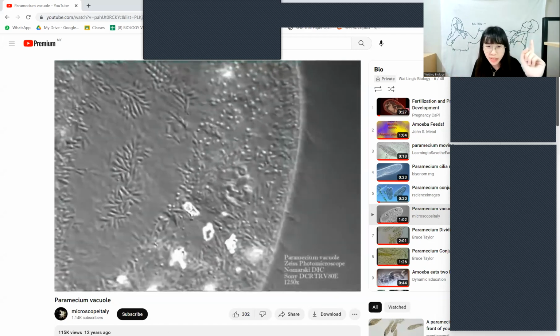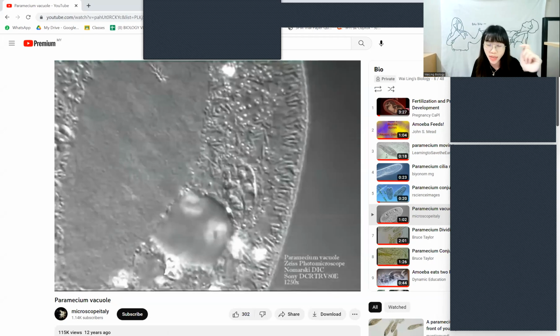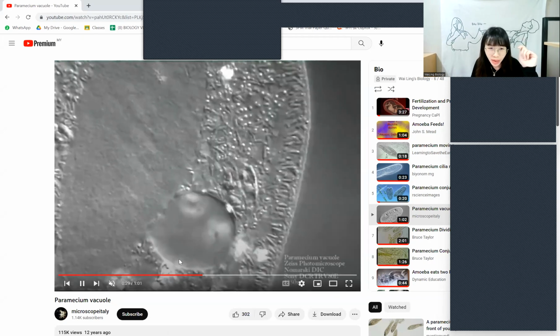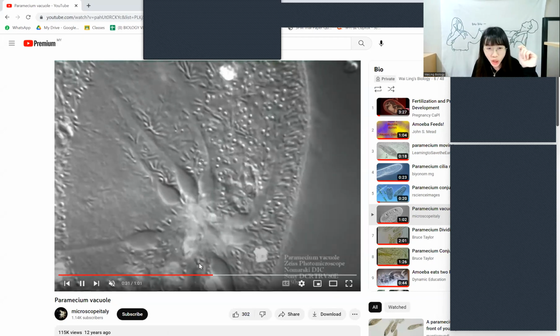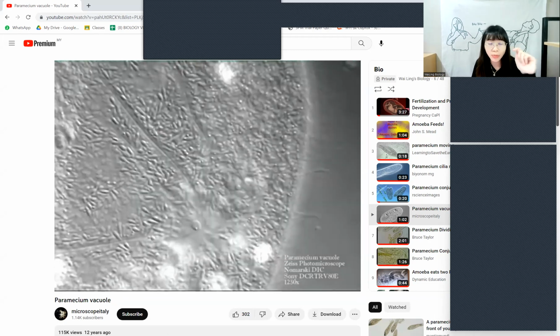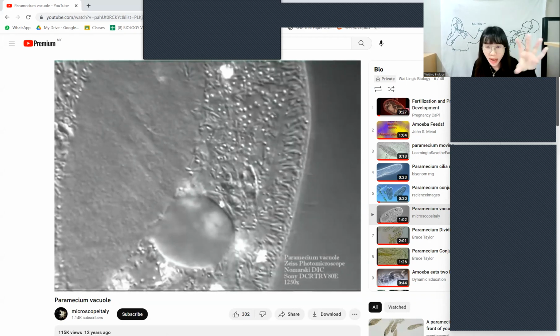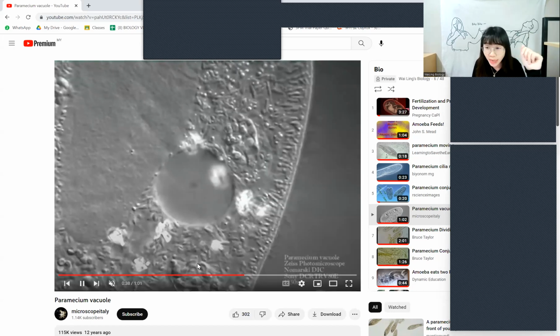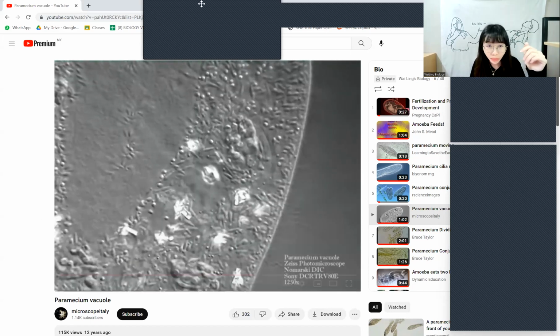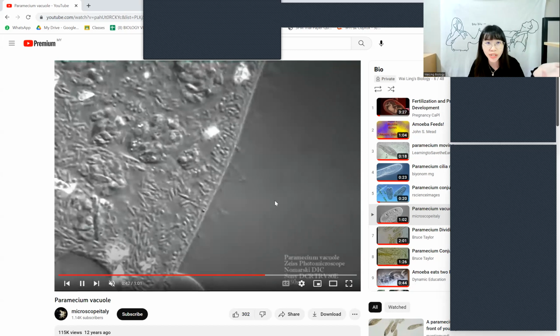Every amoeba species and paramecium species, it works the same. Expand to the maximum size, contract and expel water out. Without doing this process, they will burst. They will have the contraction every few seconds because they live in water. So this is how they control osmotic regulation.